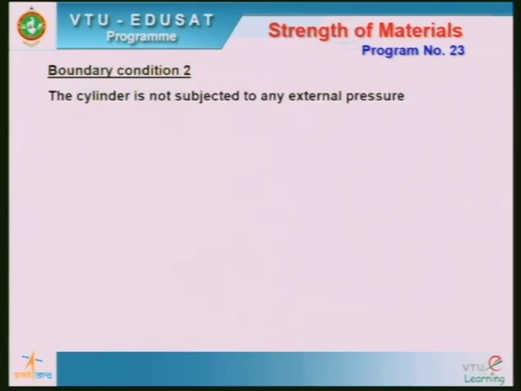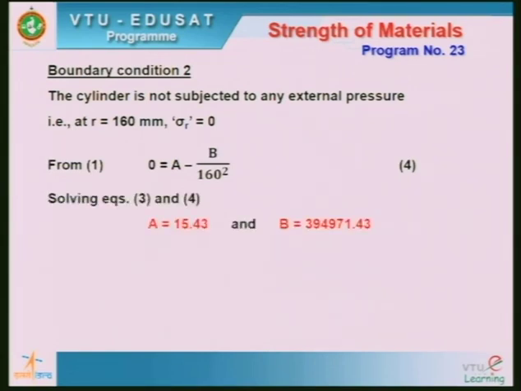Similarly, we apply the second boundary condition, which is assumed in this particular case. The cylinder is not subject to any external pressure, an assumption that we have made. No data has been given. So, with that understanding, at r equal to the outer radius, 160 millimeters, the radial stress is 0. So, we put that back again in equation 1, we get one more equation. And now we solve to get the values of A and B.